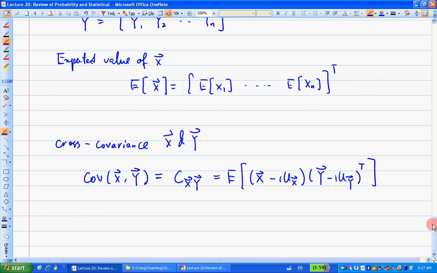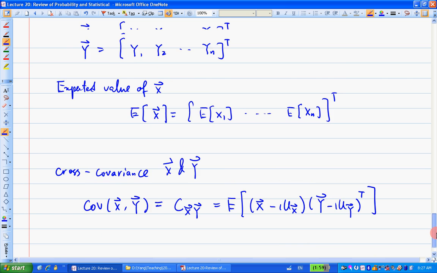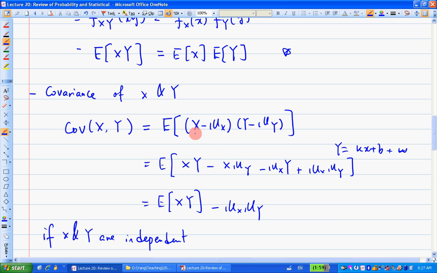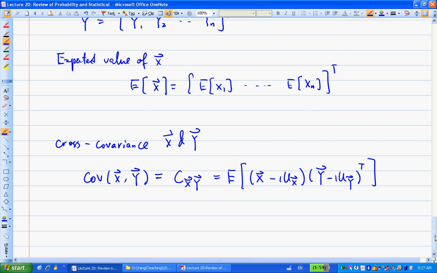So first, before we move on, just look at the formality. Sometimes when you move from scalar to vector, essentially it's still the same thing, but the way to write it is slightly different. When you have just one scalar, x and y, the covariance is E of this. When we have vectors, we didn't change much, we just changed the symbols to vectors, but then we added a transpose here.